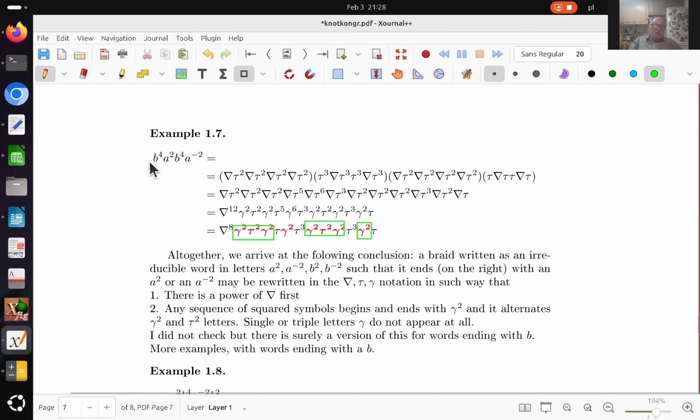Here, you had B4. If you have B to the 6th power, you would have again one more tau square delta tau square gamma square. You have the sequence would be of length 5.